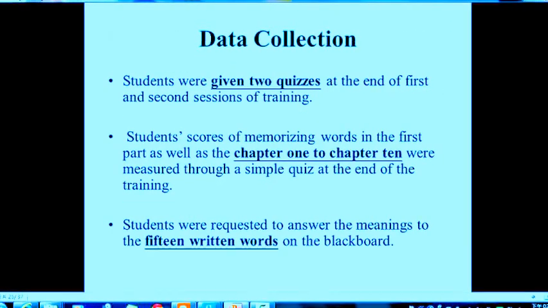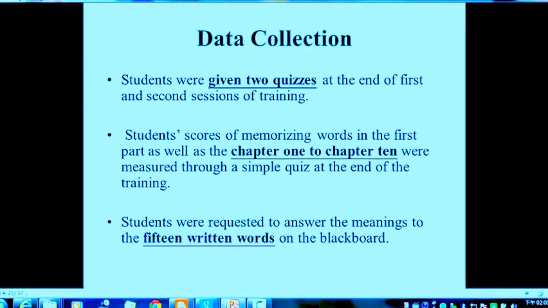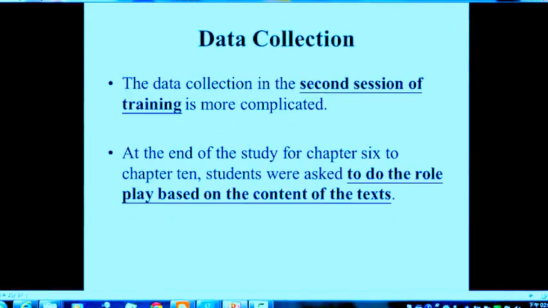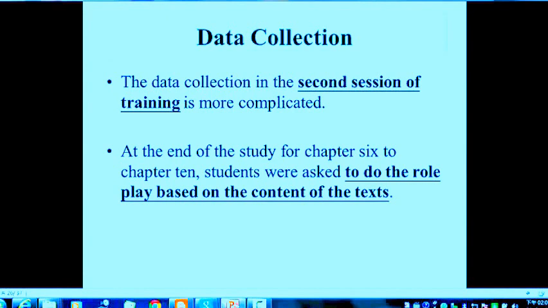Students were given 2 quizzes at the end of the first and second sessions of training. Students' scores of memorized words in the first part, chapter 1 to chapter 10, were measured through a simple quiz at the end of the training. Students were requested to answer the meaning of 15 words written on the blackboard. The data collection in the second session of training is more complicated. At the end of the study, for chapter 6 to chapter 10, students were asked to do the role play based on the content of the test.